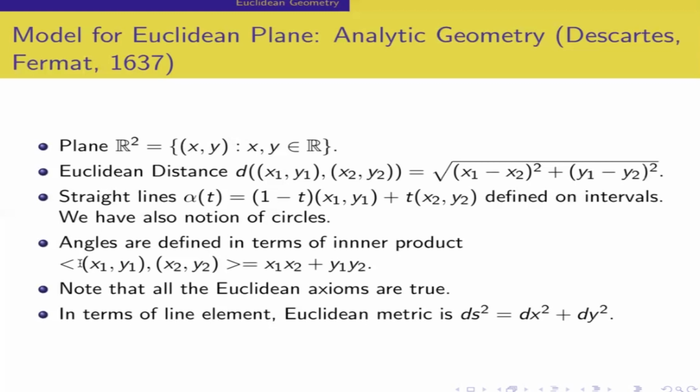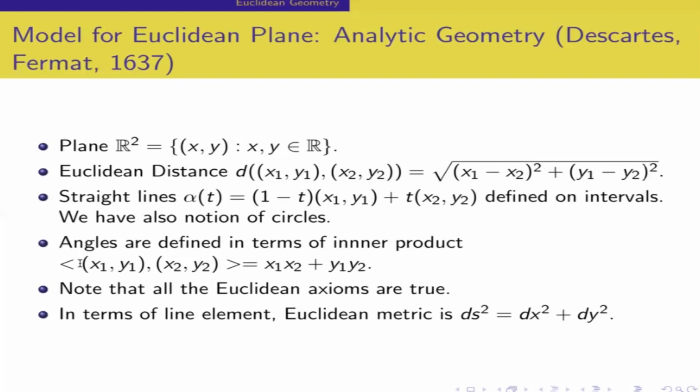So using this inner product, you can define norms. And using this inner product and norms, you can define the angles between two vectors. Okay, so here it is easy to check that all the Euclidean axioms are true.